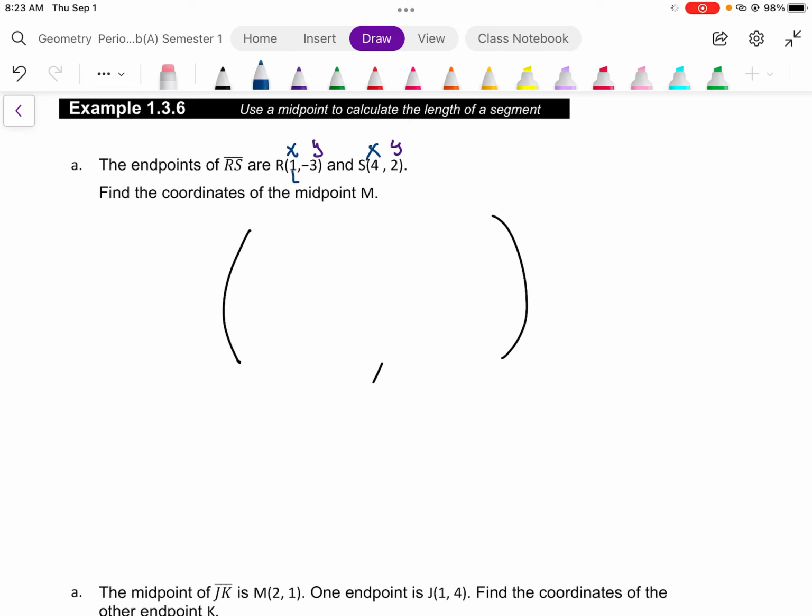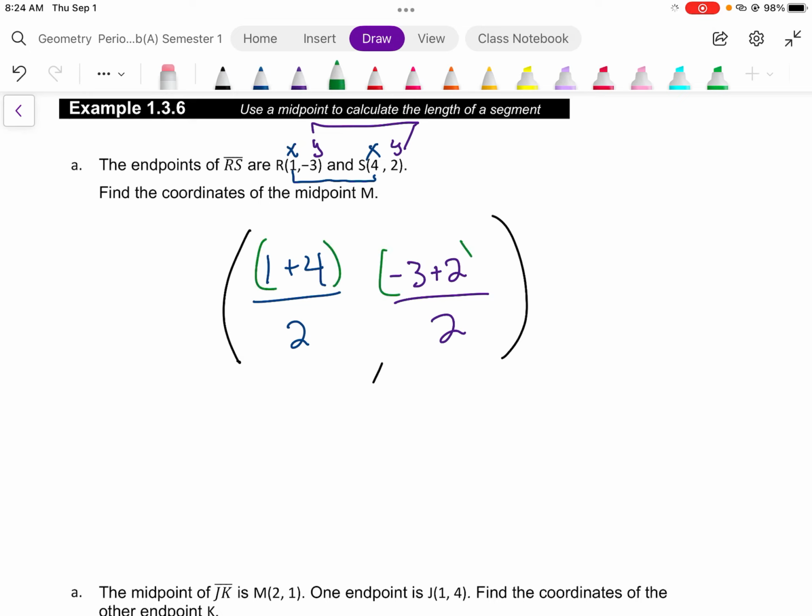So if we start with the x's, we're going to add those together, 1 plus 4, and then we're going to divide by 2. Then we'll do the same thing for our y's, -3 plus 2, and then divide by 2. You always want to make sure you are combining the top and then dividing when you are doing these problems. So you want to solve the top of the problem and then do your division. And you should leave your answers as fractions.